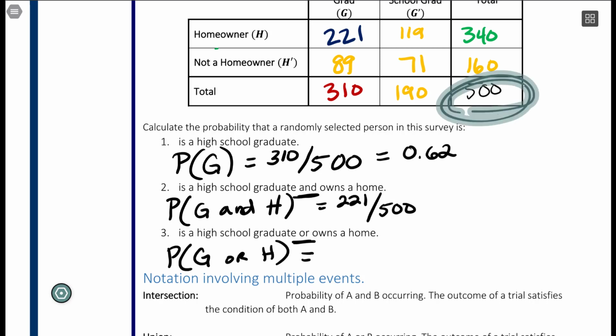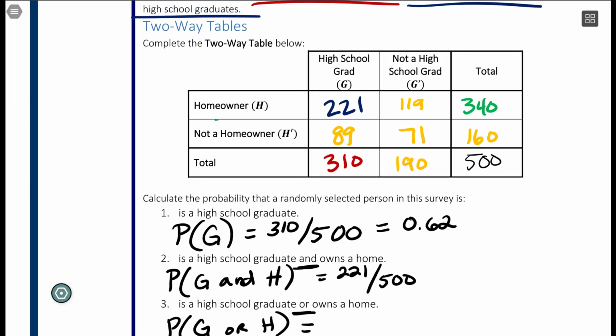So I like to go cell by cell here and just kind of do a check. These 221 people, did they satisfy that first condition of being graduate? You bet, so they're included. This 119 people, did they graduate from high school? No, they did not, but they do own a home, so they're included. These 89 people, they graduated from high school, so they satisfied that first condition. They are included. What about these 71? Are they going to be included? Well, they did not graduate from high school, and they did not own a home. Thus, they are not included.